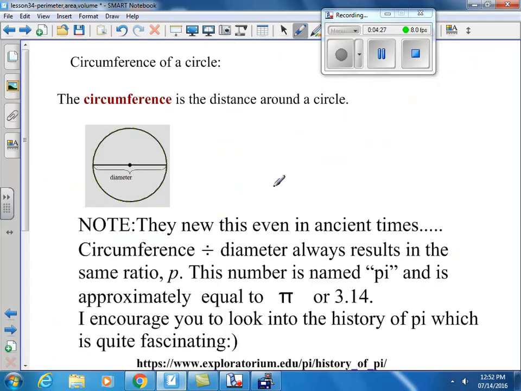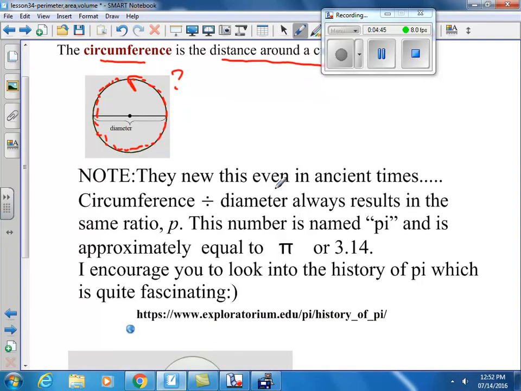Circumference of a circle. Now, obviously a circle doesn't have those hard edges, right? So circumference is the distance around the circle. So if I'm a little particle traveling all the way around the circle, how far did I travel? Well, that depends on the diameter of the circle. So what's really cool, and I put a little snippet here, a website, you can actually check out the history of pi, because they knew this even in ancient times, that the circumference divided by the diameter always results in the same ratio, pi.